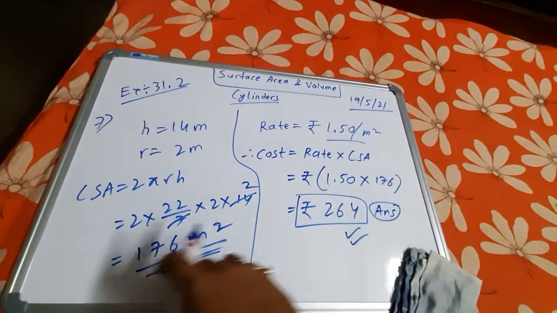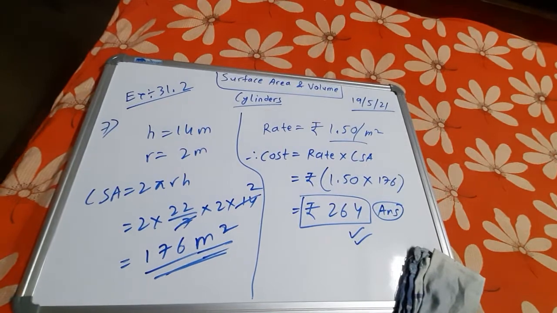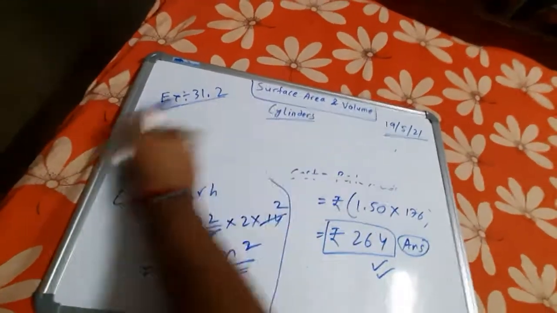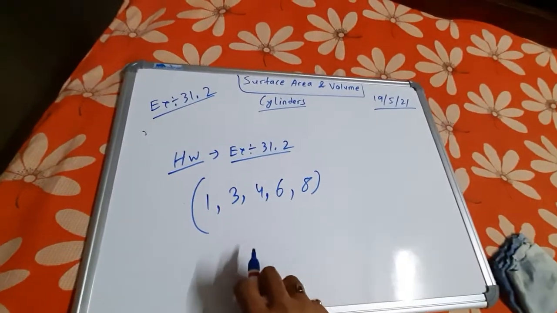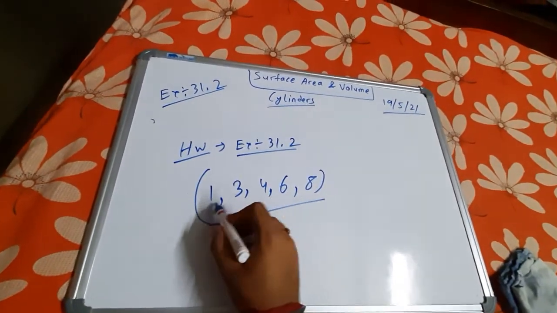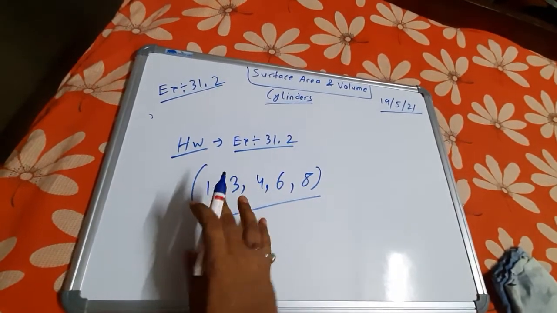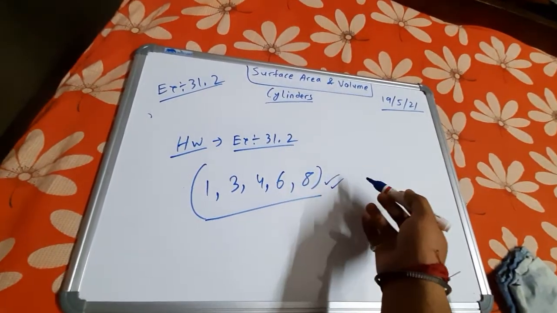So like this you will be doing the rest of the sums. Let me just note down the homework for you. These sums will be your homework: 1, 3, 4, 6, 8. Three sums I have done, now 5 sums are left for you. You will try these at your home as homework.